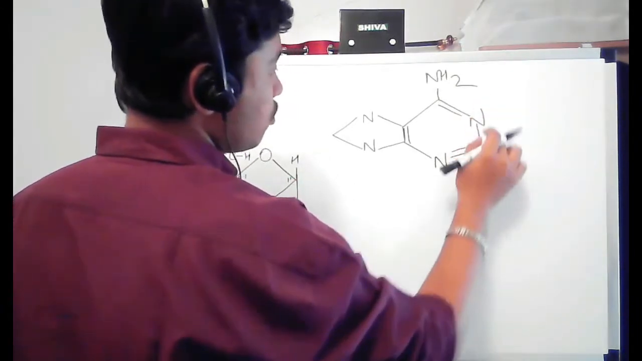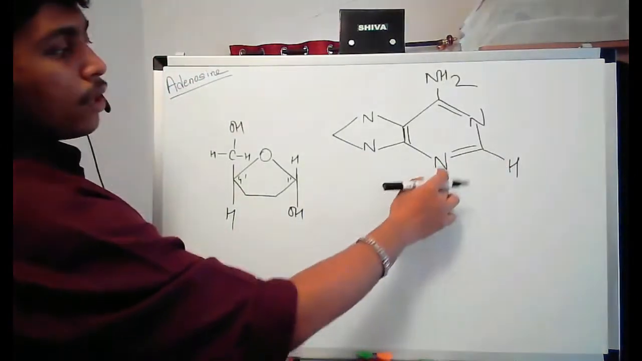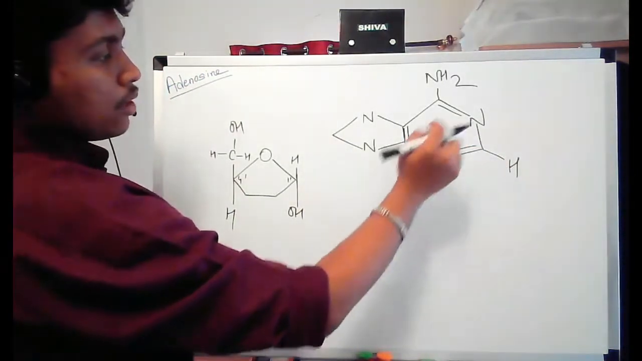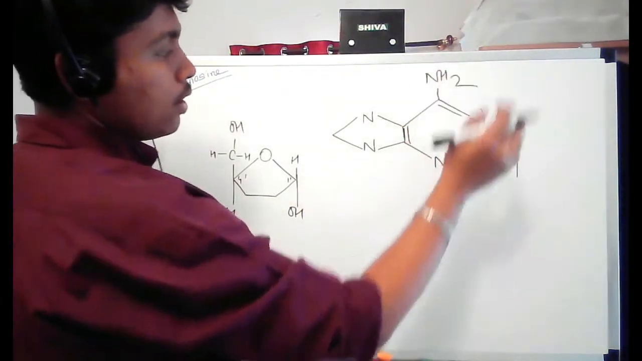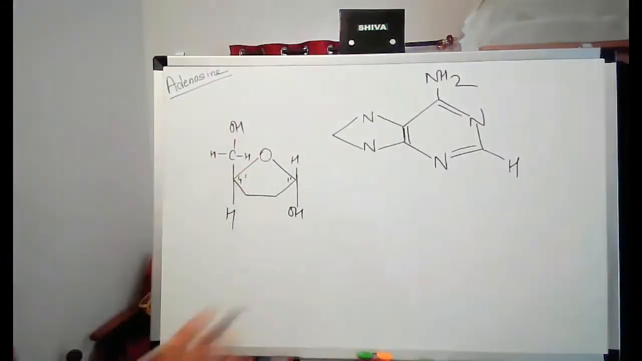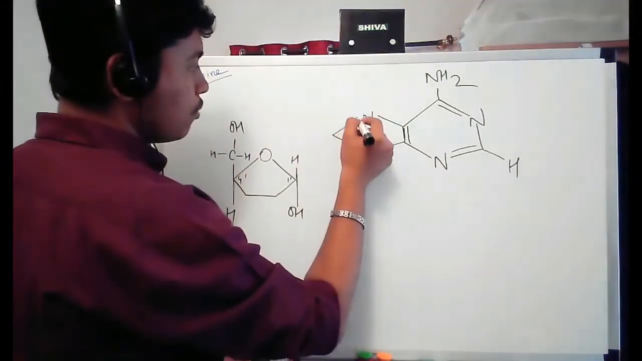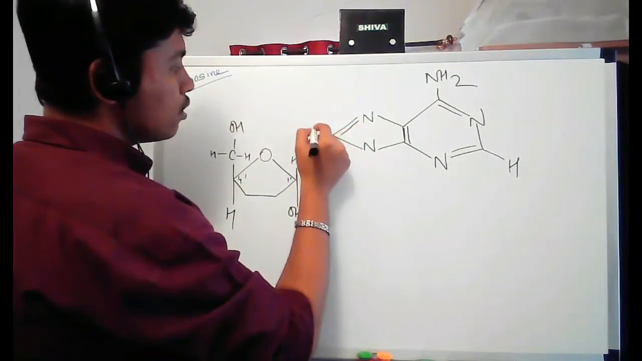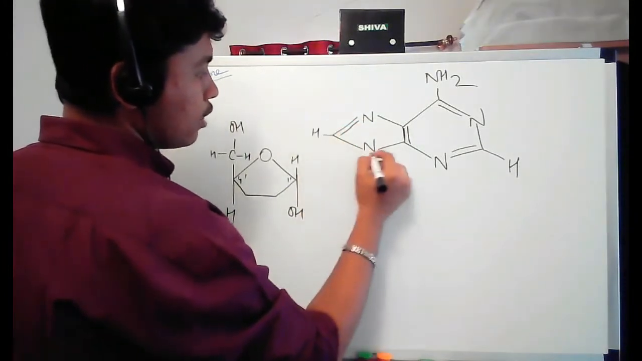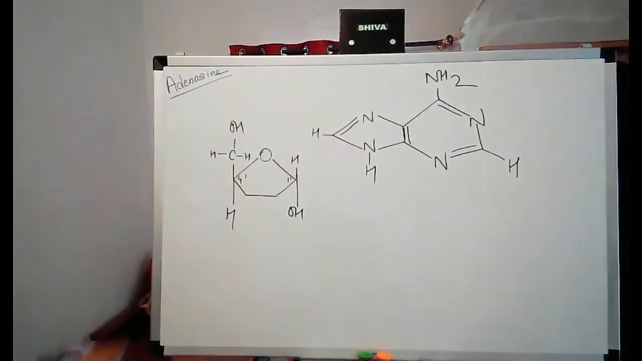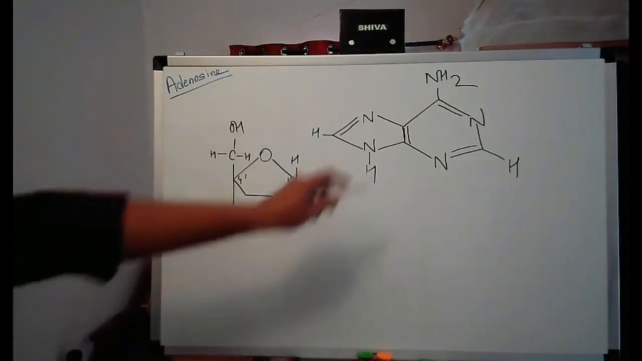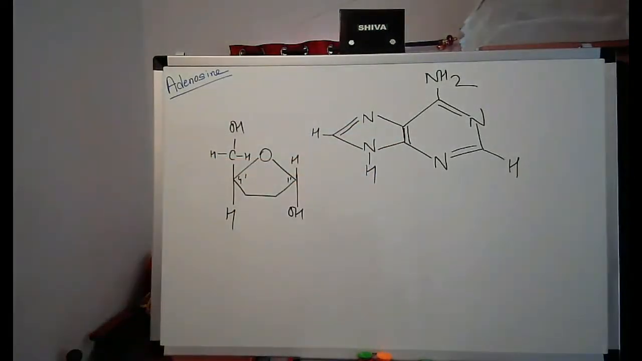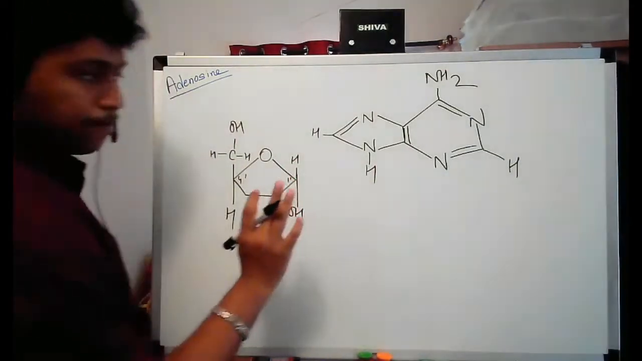CH, 1, 2, 3, 4 for the carbon. And N has 3 arms taken up, 1, 2, and 3, nothing more to be written. Of course, there is one more double bond over here. This is now bonded to an H, and this N has only 2 arms taken, so the third arm will have an H. Now this is adenine, and this is your sugar.